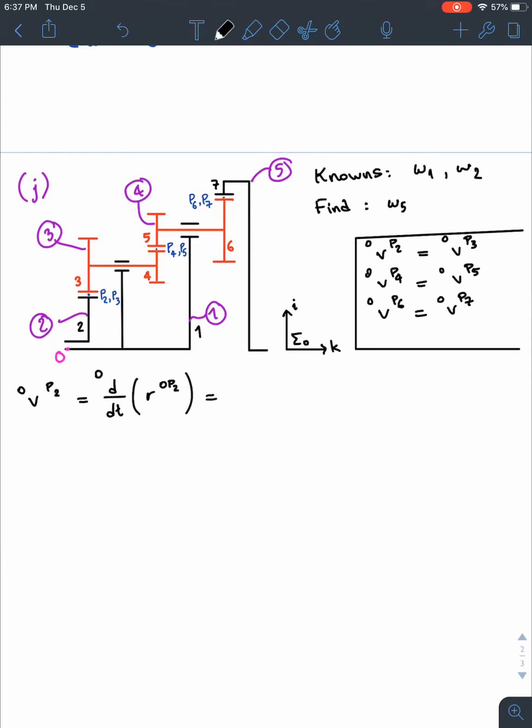This is going to be what? It's going to be the angular velocity of the second gear, which is omega 2 k, cross R2, and this vector is in direction i and has radius R2, which means R2 omega 2 in the j direction. Great. What's the velocity of P3 in 0?